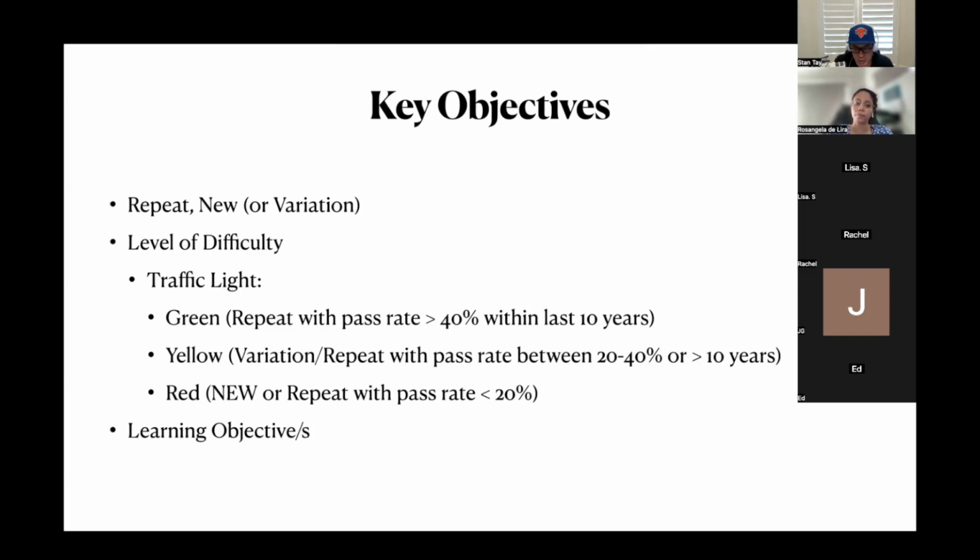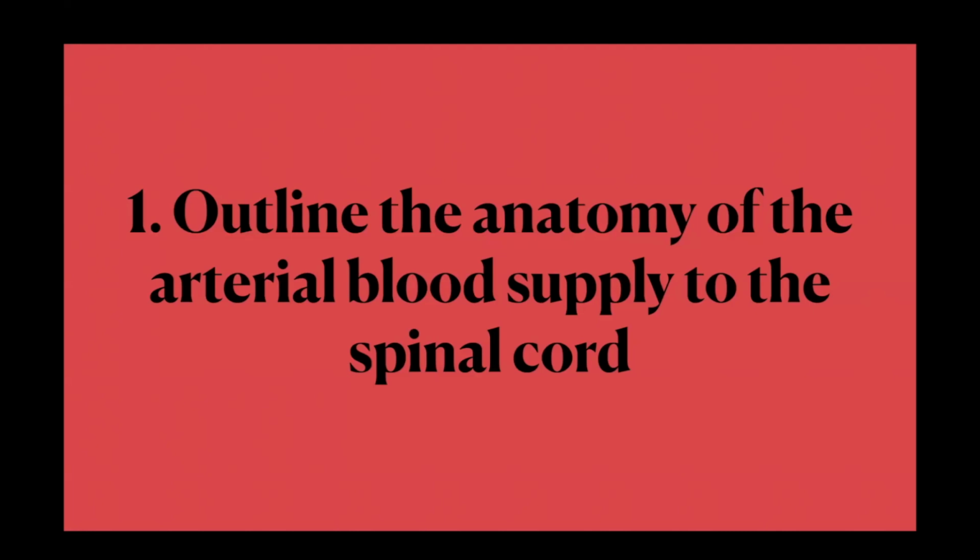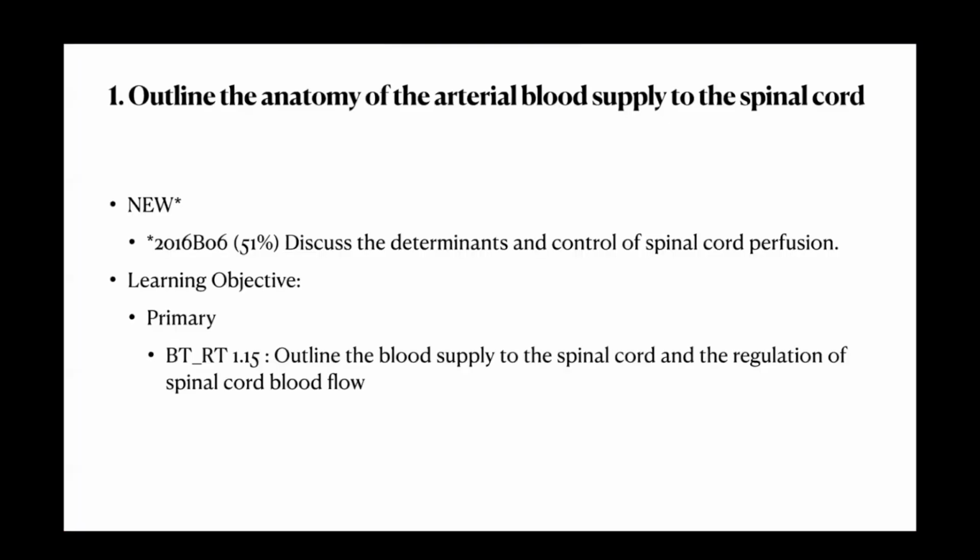And then what we'll also do is we'll also go through the learning objectives as well. So the first question was, outline the anatomy of the arterial blood supply to the spinal cord. So this question here, brand new, and it somewhat is distantly related to a 2016 B6 question, which is discuss the determinants and control of spinal cord perfusion, where you could briefly talk about the arterial blood supply anatomy related to that. So doing that question there, you would have briefly covered some of the anatomy.